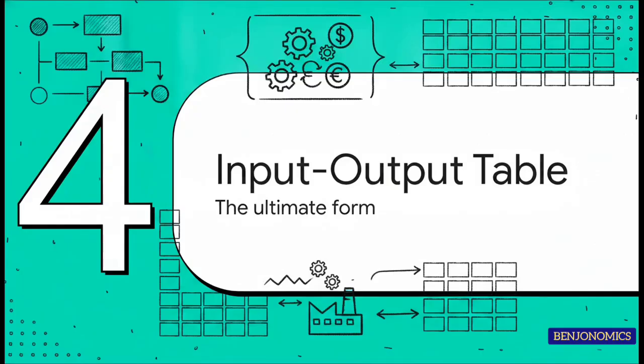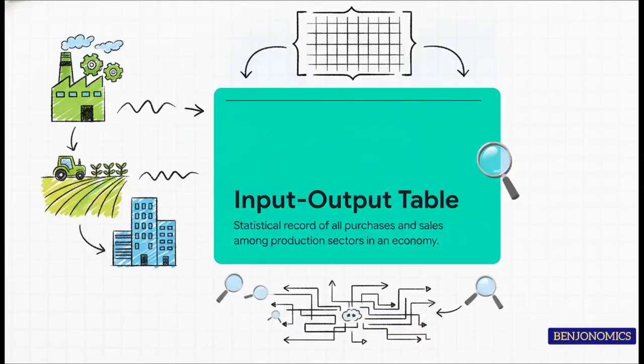Which brings us to our final stop, Section 4, the input-output table. This is the ultimate real-world form of these economic matrices. So, what is an input-output table? Well, it's simply a giant augmented matrix tailored specifically for economics. It serves as this comprehensive statistical record, showing exactly how much one sector gives to and receives from another.